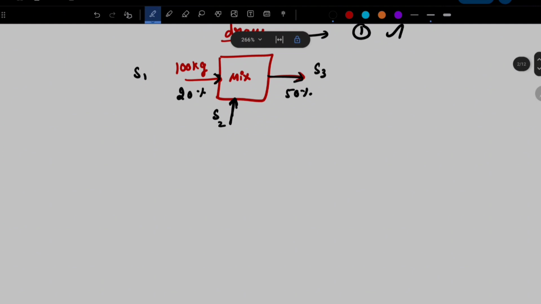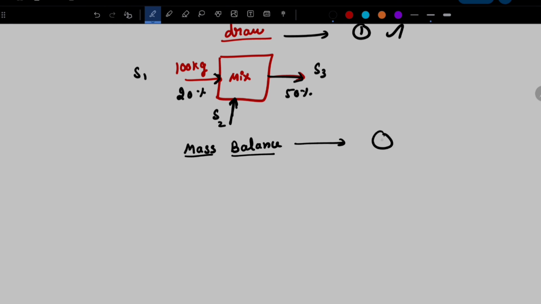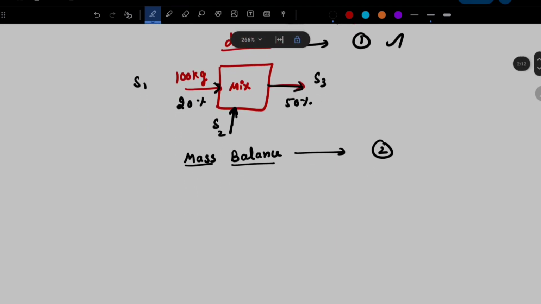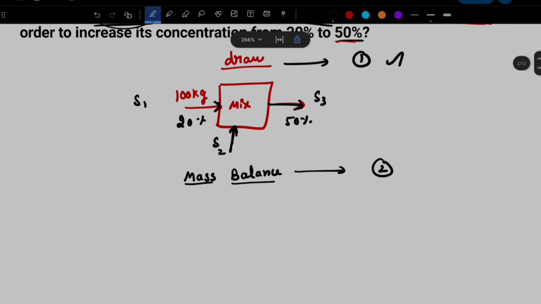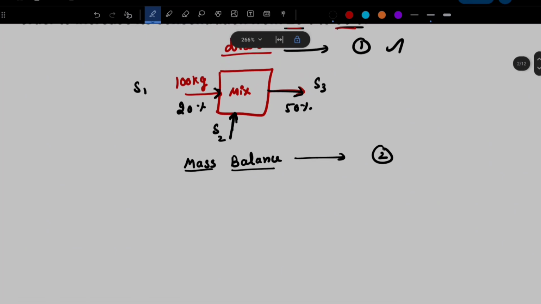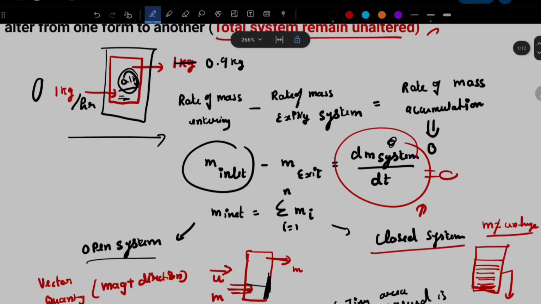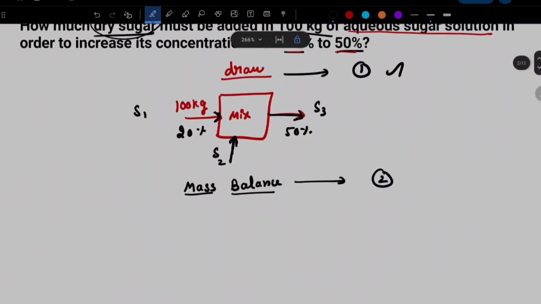Let's do step 2. Step 2 is to do a mass balance. We are balancing the mass, because here the question is asking for the mass of the dry sugar. So you can understand we have to do a mass balance. How to do a mass balance? It's simple, as we talked about earlier. Whatever you put into the system, you get the same out of the system. So the inlet is equal to the outlet.